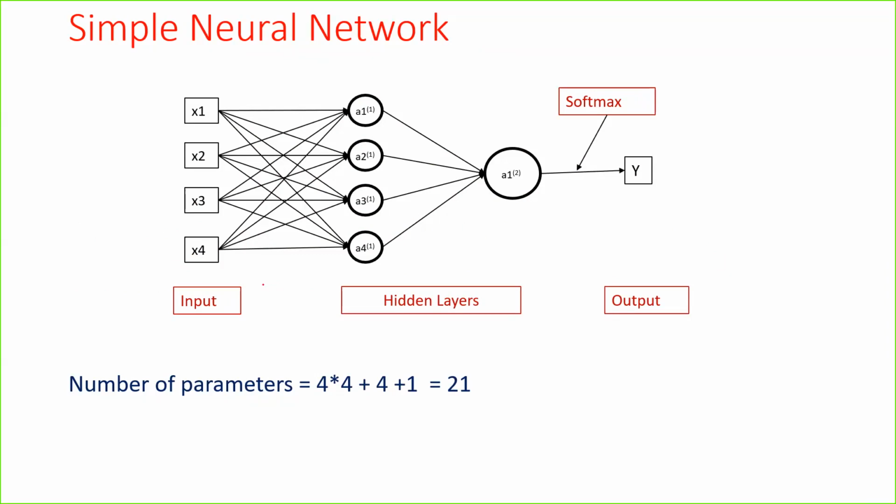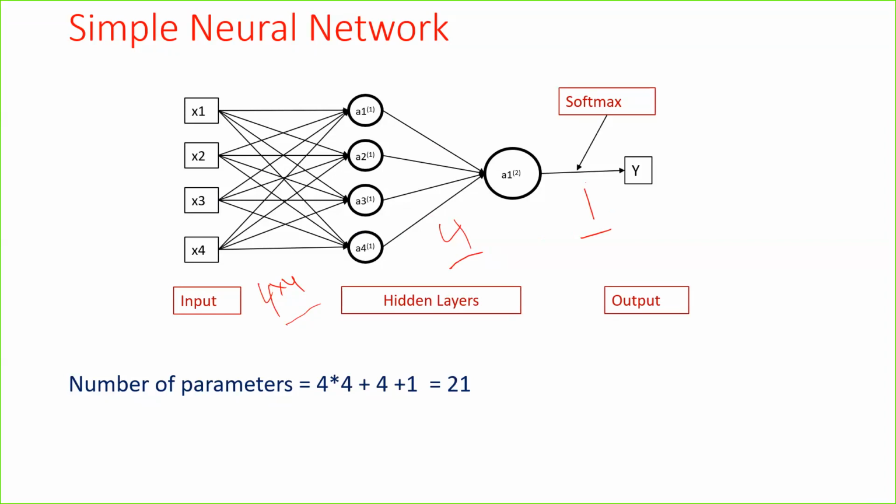Here 4 by 4, 16. Here we have to learn 4. Here one more weight, 1. So total 21, right? 16 plus 4 plus 1, total 21 number of parameters, with a very simple, very small network, this one.